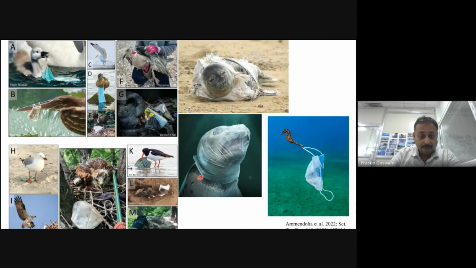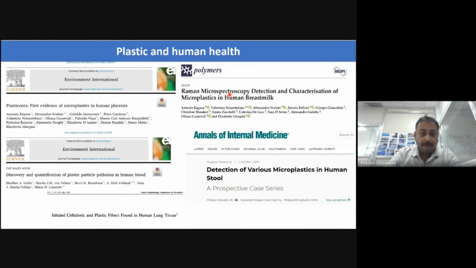Again, there is a lot of literature, and also in social media nowadays you can see so many photographs about the encounter of marine life as well as terrestrial life and aerial life with plastics. So this clearly shows that improper management of plastic is creating a big problem for the environment.